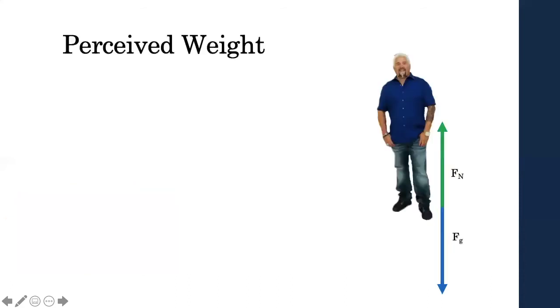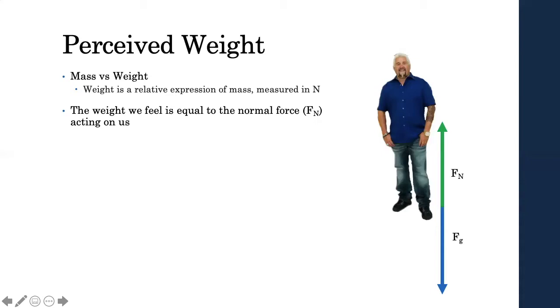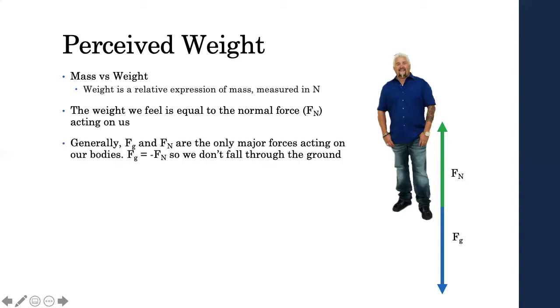So let's talk about Guy Fieri and perceived weight. So mass and weight are two different things. Weight is relative, which is what I tell my parents. Weight is a relative expression of force, and it's measured in newtons. The weight we feel is equal to the normal force acting on us. So generally speaking, we only ever experience gravity and normal force when we're just standing around. And they're equal opposites because we don't float off into space and we don't fall through the ground. If ever they were not in equilibrium, we'd be falling or jumping.